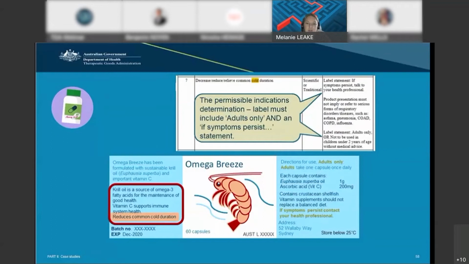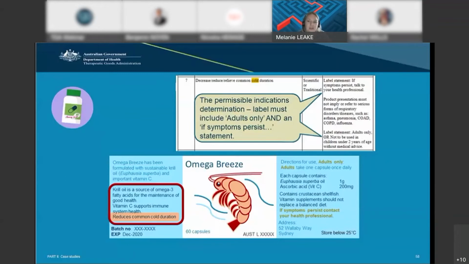We now need to include our indications on the label, or what the product will be used for. The use of some indications will require label statements to be included on the label. So let's look at this permitted indication, reduces common cold duration. We need to check the permissible indications determination. So it can get a bit confusing.